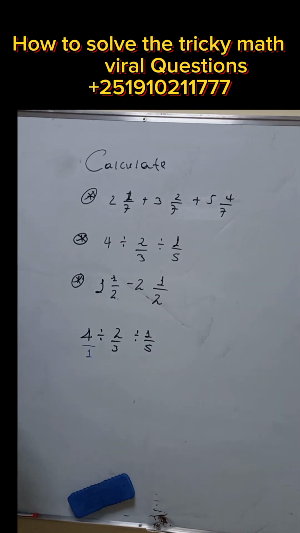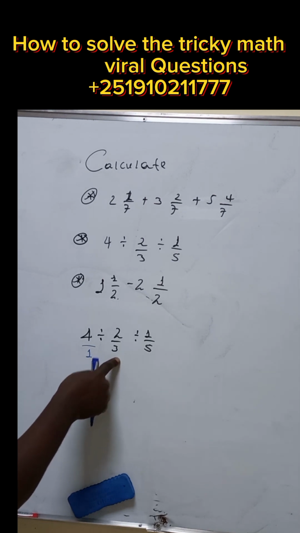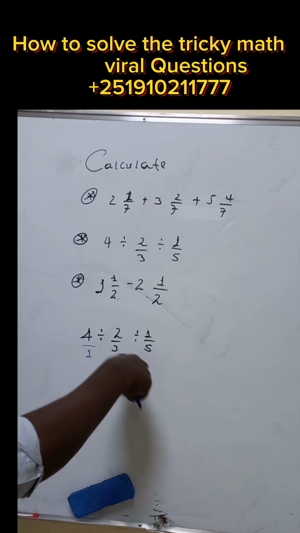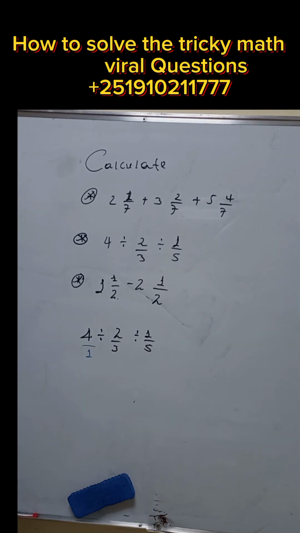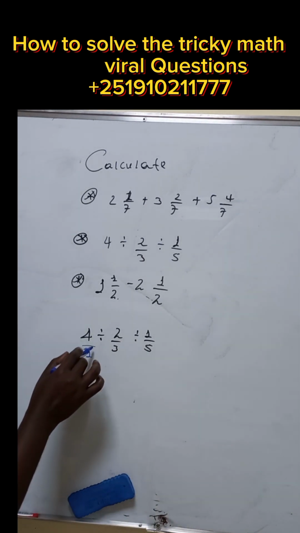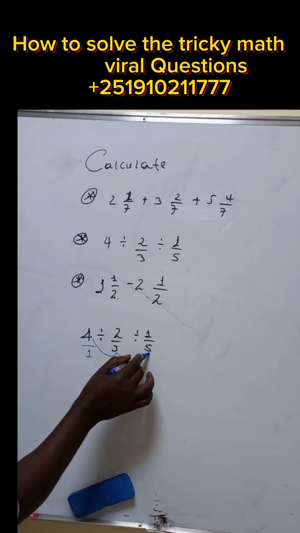What if we have a fraction here? That means the first fraction is divided by this one, and if this is divided by this, and if there is another fraction again, how are we going to simplify this one? To simplify this problem, immediately we need to multiply the product of this one.